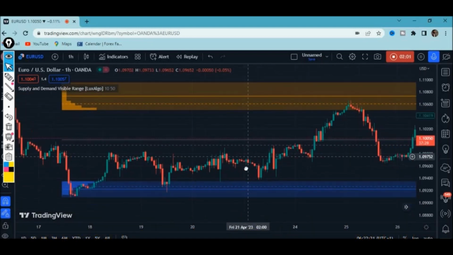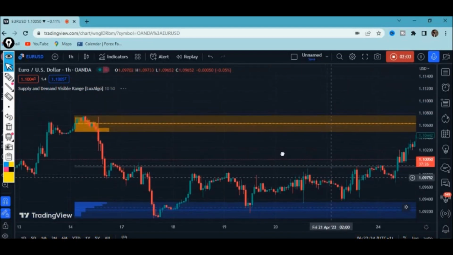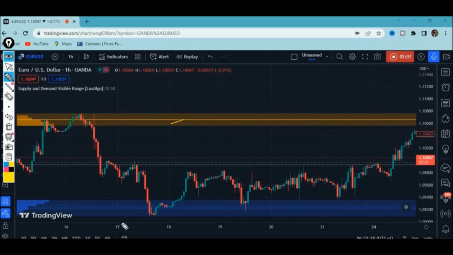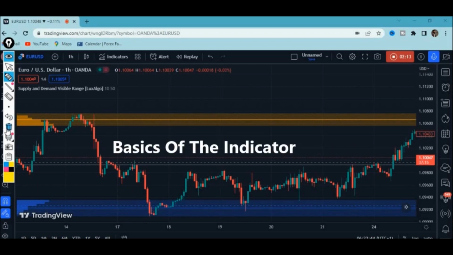And as you can see on my chart over here, we have the supply and demand zone, the supply zone being in orange color and the demand zone being in blue color. So it's so easy for us to really understand. But to really know how to use the indicator, we have to understand it more in depth.